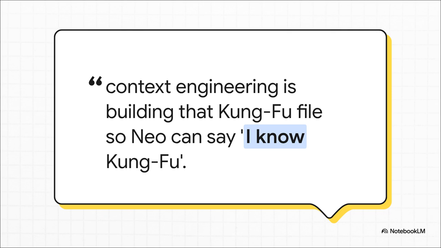I absolutely love this quote from a user on Reddit because it just nails the concept. They said, basically, context engineering is building that Kung Fu file so Neo can look at the camera and say, "I know Kung Fu." And that's it. That's perfect. It's like you're plugging the knowledge directly into the AI, on demand, giving it the exact skills it needs for the job right then and there.